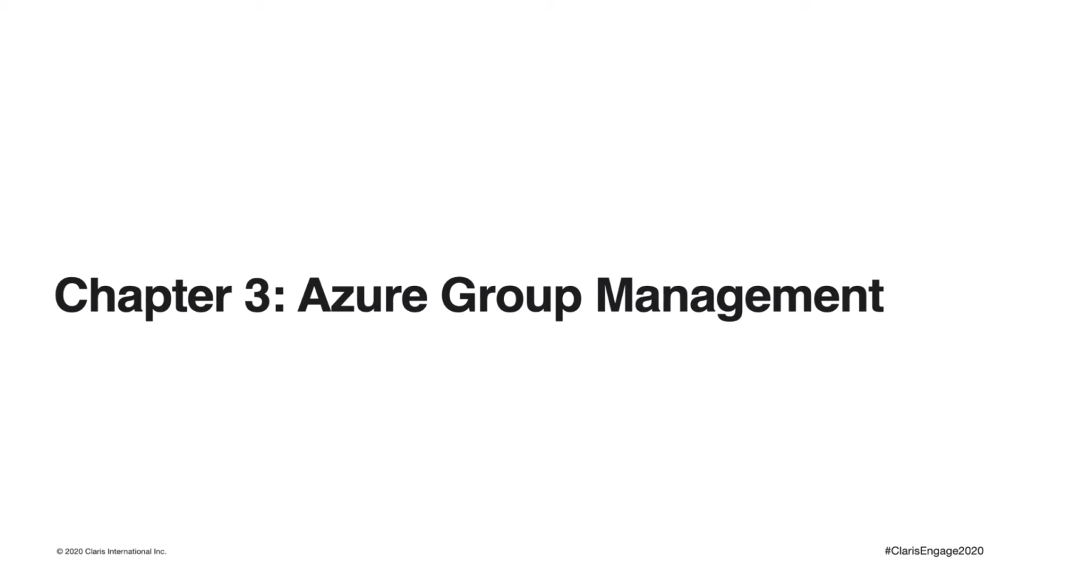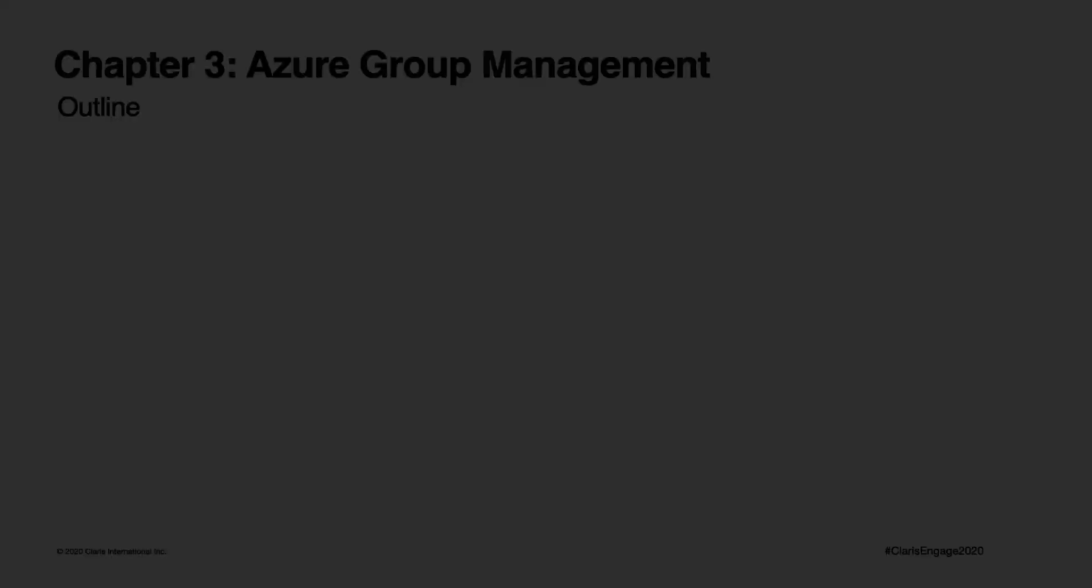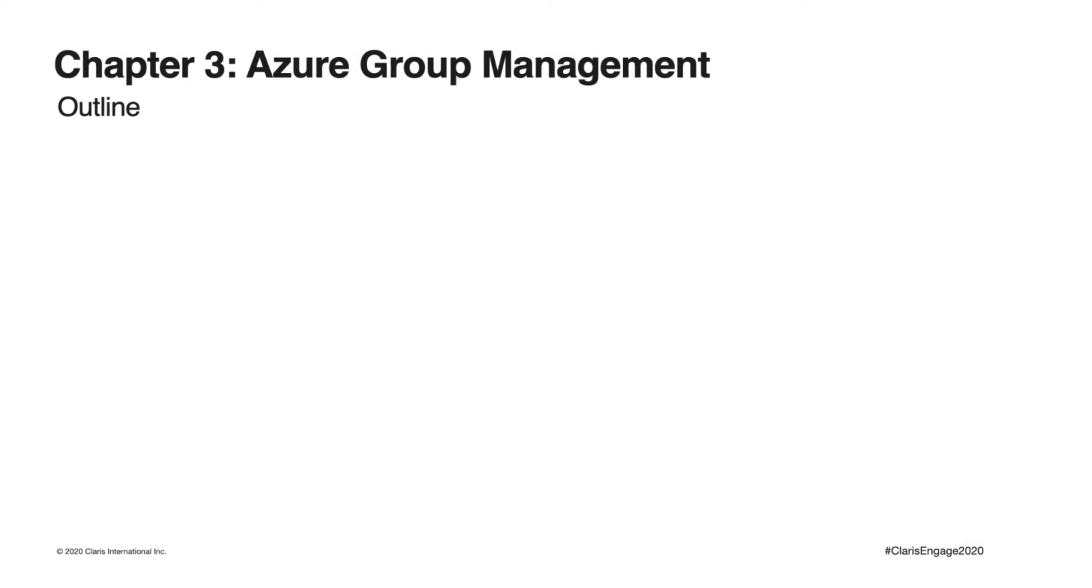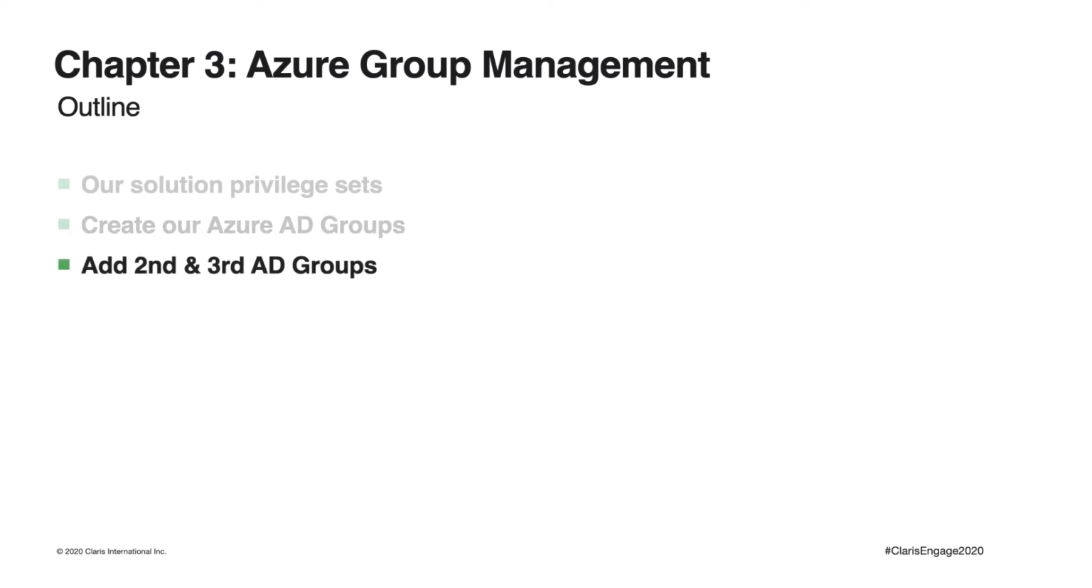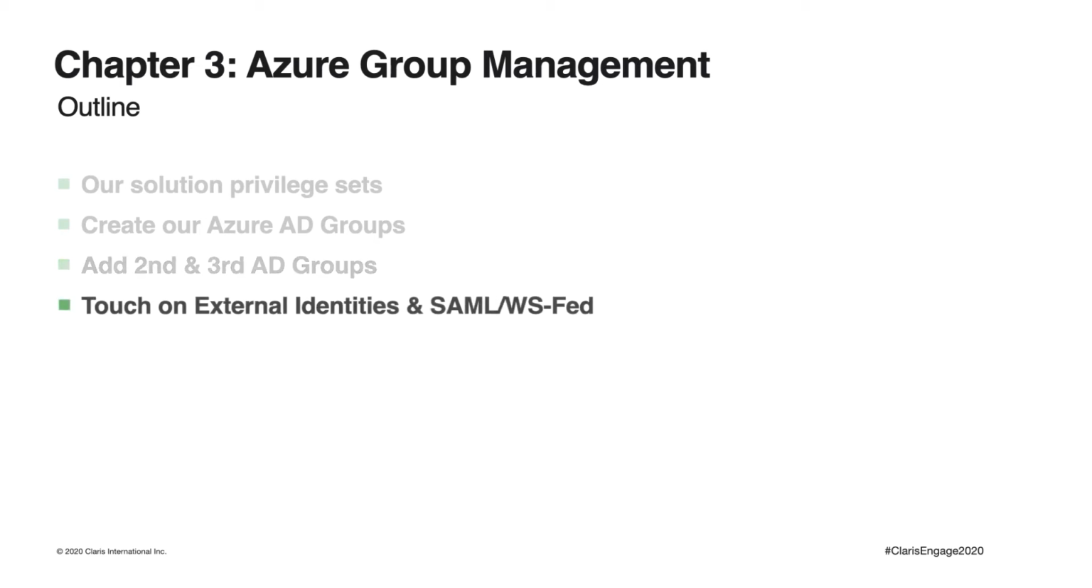Welcome back to this session on authenticating access to your solution with Microsoft Azure AD. This is the third of 5 chapters. In this chapter, I'll start by reminding you of the privilege sets I set up in our solution, then demonstrate creating an Azure AD group, including all required information. I'll also create a second and third Azure AD group to match our other 2 privilege sets.